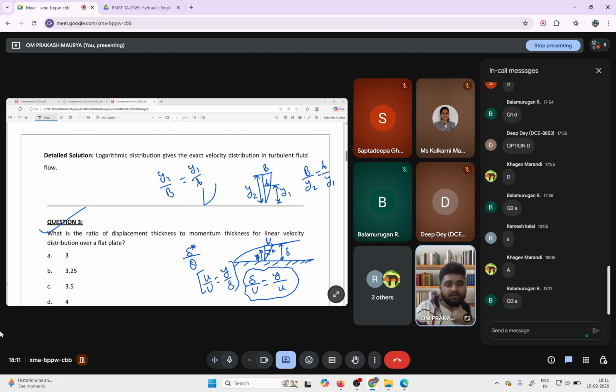Okay, Bala is telling option A, 3. Fine. Ramesh is also telling option A. Okay. Other students, please also try to write your answer in the chat box. Which option will be correct for question number 3?